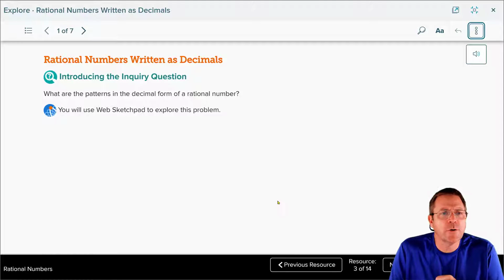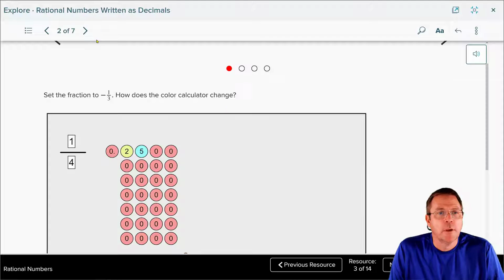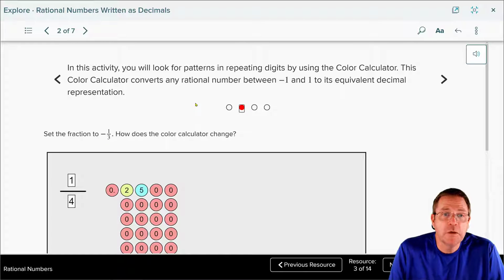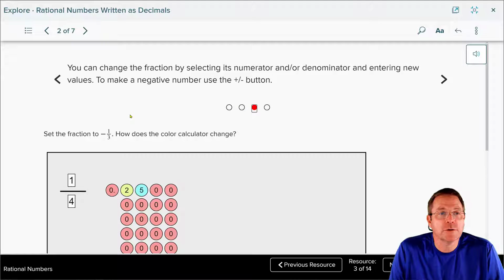So what are the patterns in decimal form of a rational number? Let's take a look at what they gave us to learn that with. The instructions tell us to change the fraction to negative 1/3 and see how it changes the color. So let's figure out how to use this one. This is actually a pretty cool tool. When we change our numbers here, it's going to show us repeating patterns, or sort of not repeating patterns, in the colors to help us determine if it's going to be rational or irrational.